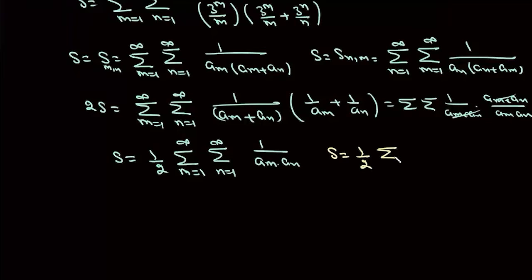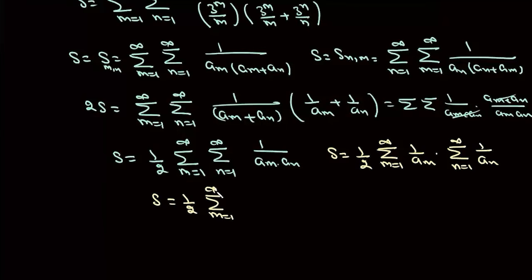And since m and n are now independent, we can write the summation m varies from 1 to infinite, 1 upon am, into the summation n varies from 1 to infinite, 1 upon an. So basically we need to find the summation m varies from 1 to infinite, 1 by am, and 1 by am will be m upon 3 to the power m, and this is the summation n varies from 1 to infinite, n upon 3 to the power n.